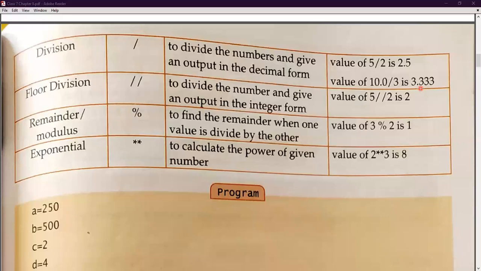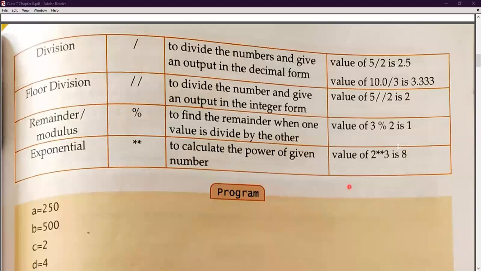If you are using the division operator, that means the slash operator, then it will return the output in decimal point. But if you are using floor division, then it will not return the output in decimal point. Getting my point? It will not give you output in fractional form. Please give your consent if you have understood this.